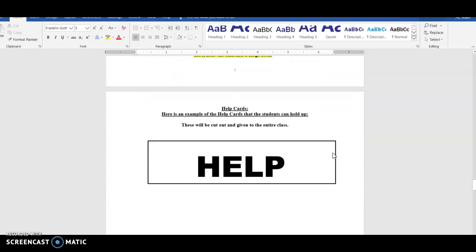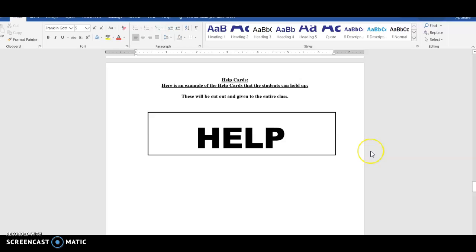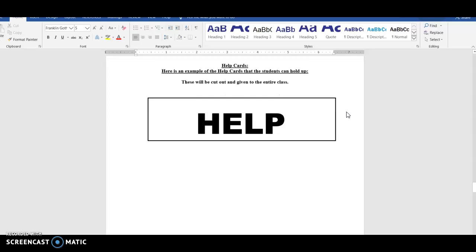Help cards, I know I mentioned that before. I just created this. It's pretty easy to create, and these will just be cut out around the perimeter and given to students so they can hold them up when they need help. That way it helps with management and there are not so many students asking you at once, and the Learning Center will be effective with time management as well as allowing students to be helped without creating too much disorganization.